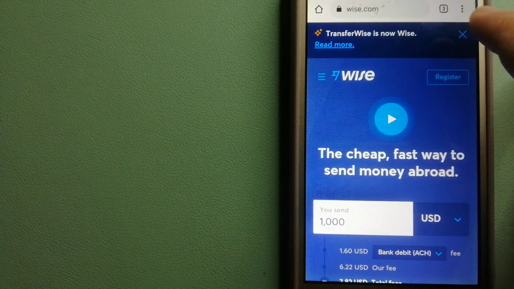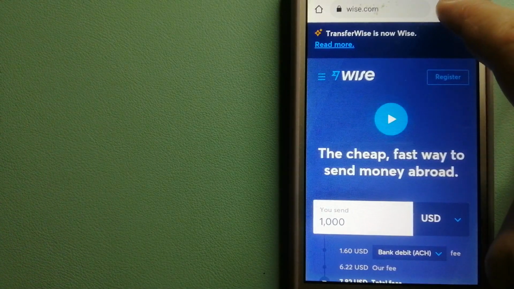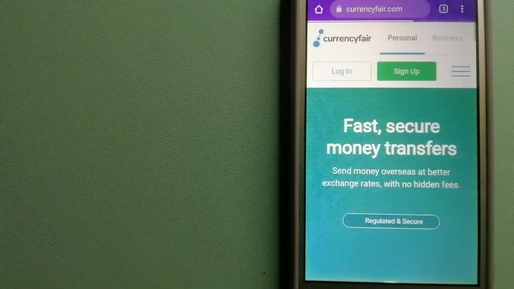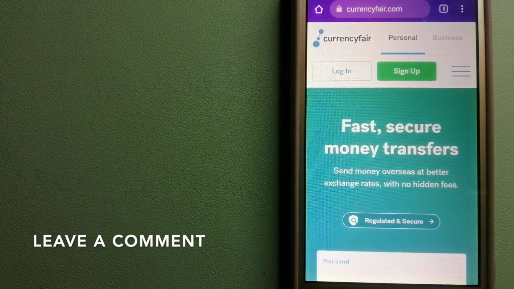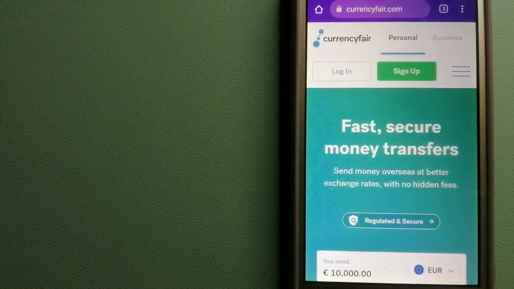The second option is Currency Fair. This is a P2P online marketplace that allows individuals and businesses to exchange currencies and send funds to bank accounts worldwide. It uses a unique person-to-person online marketplace to facilitate currency exchange between users in a simple and anonymous fashion. And to know more about Currency Fair, just check the video description.